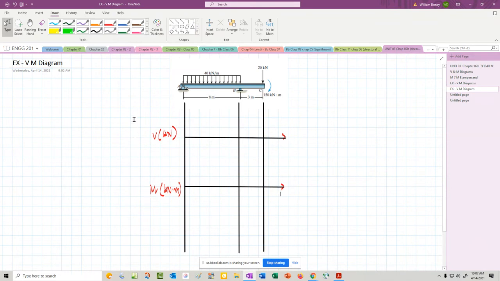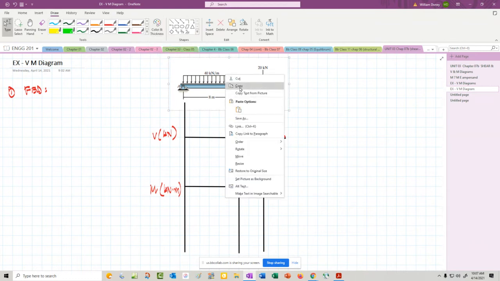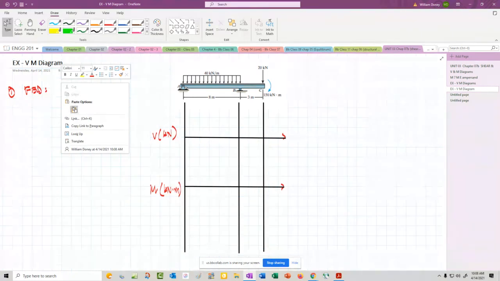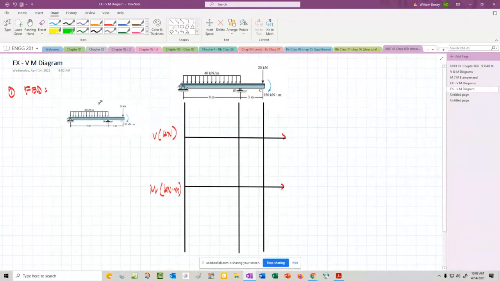All right, first thing is free body diagram. Define the supports. Let me just draw that real quick. I'm actually going to copy that over here so I can draw directly on it and see if we can do this. And I'm going to stretch it out just so it's a little cleaner.